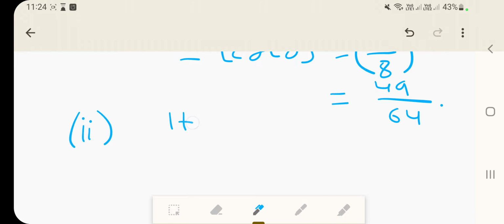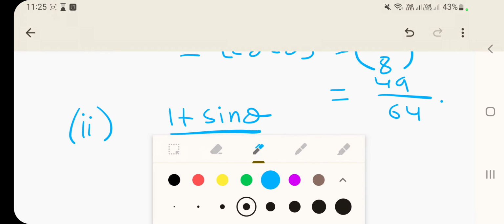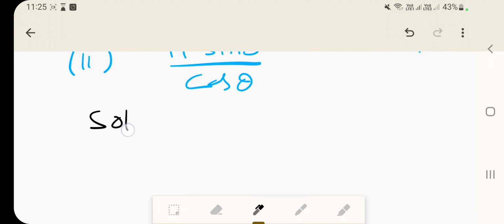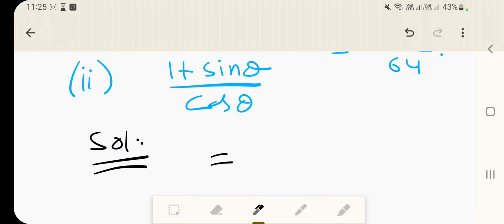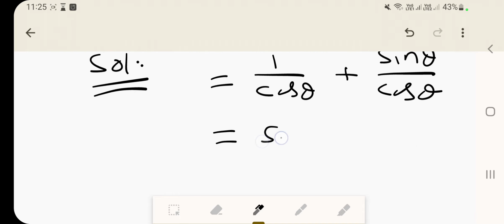Second one they have asked is 1 plus sin theta divided by cos theta. This also they are asking to evaluate. This type of problems are called evaluate. How do they ask? They'll give cot theta and they'll ask to evaluate 1 plus sin theta divided by cos theta. So coming to the solution of this, 1 plus sin theta by cos theta, we can write it individually: 1 by cos theta, and sin theta by cos theta. So 1 by cos theta is equal to secant theta, and sin theta by cos theta is nothing but tan theta.